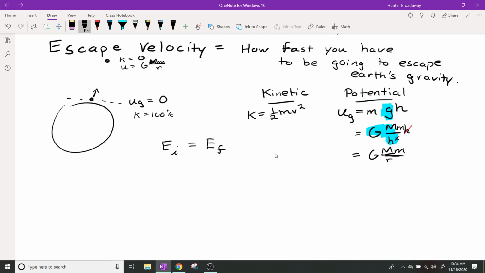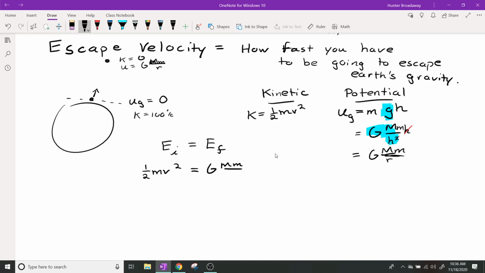What do we have at the beginning? We have 1/2 mv squared. And then on the other side, we're going to have, no, sorry, GMM over R. My bad. I almost put MGH. It's G big M little m over.